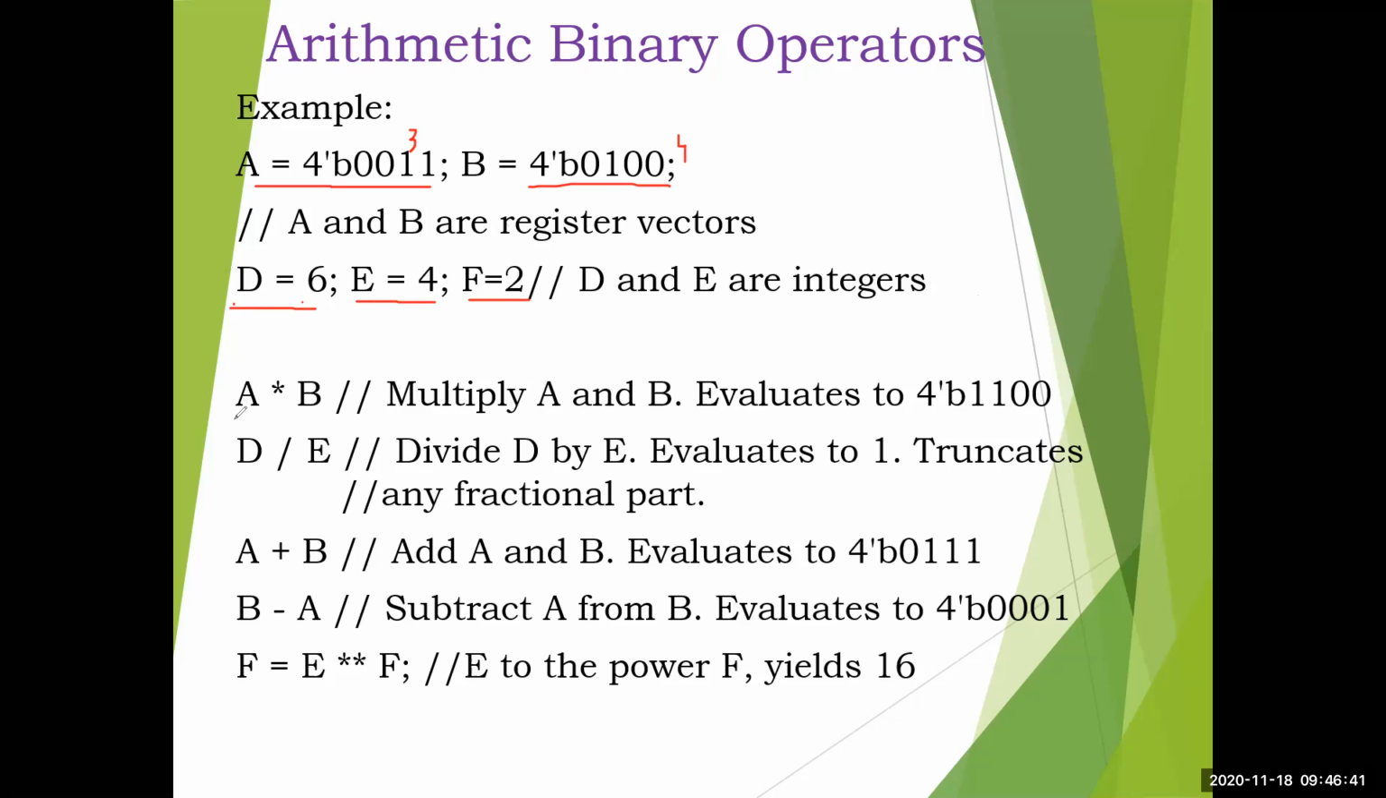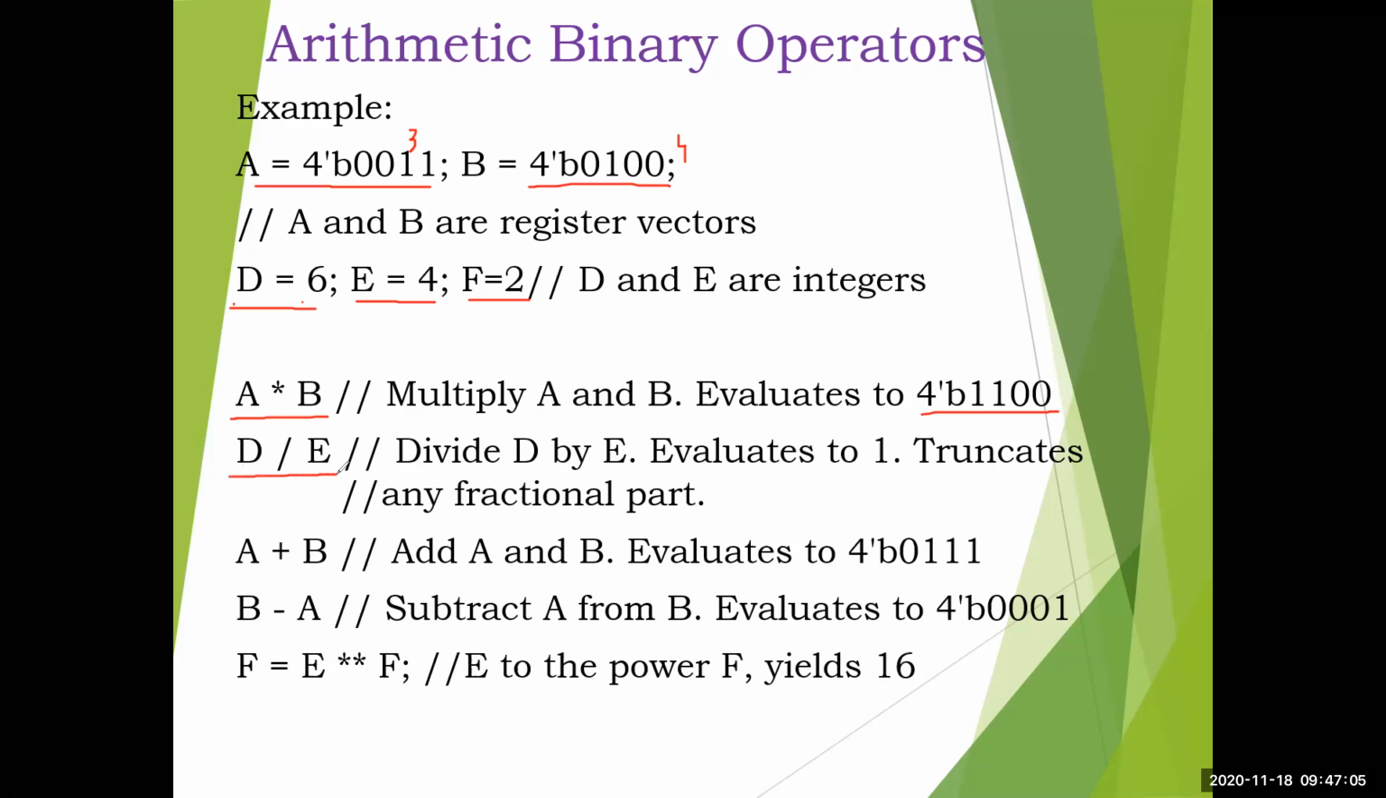First one is multiply. A star B. When you do multiplication, 3 into 4, what is the result? Sorry, 4 into 3 is 12. 12 in binary is 1100. So that evaluates to 4-bit 1100. Clear? This is very simple, same as in C programming.